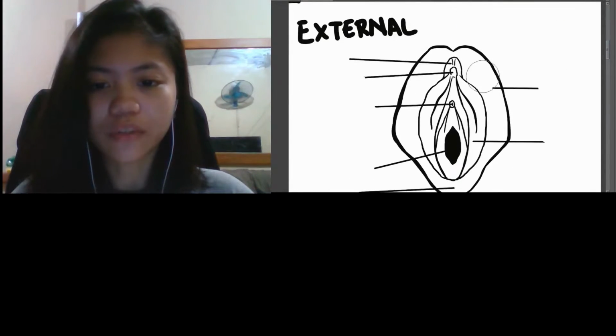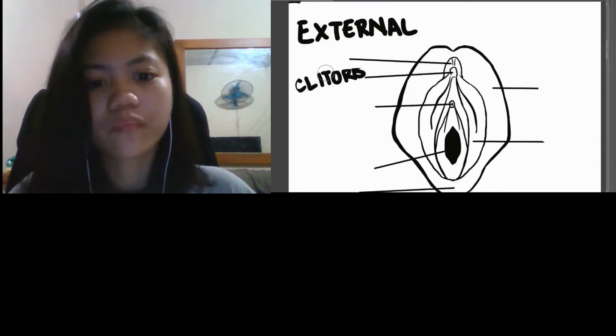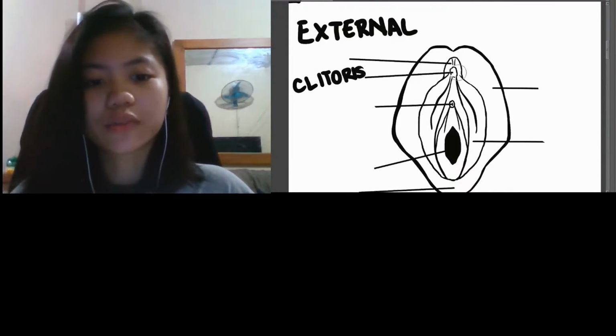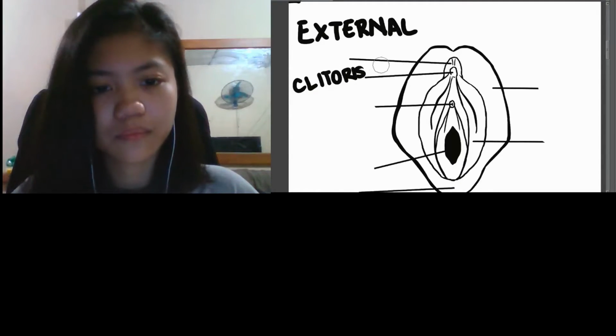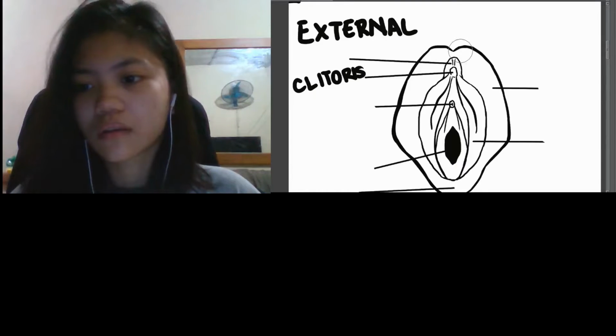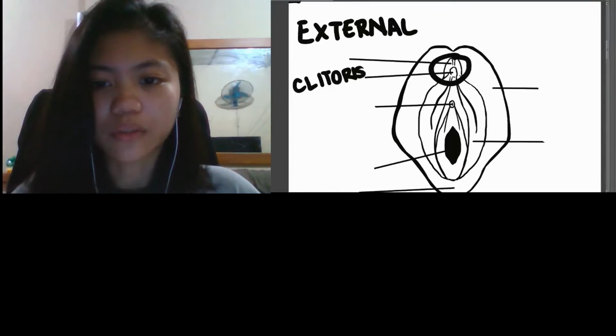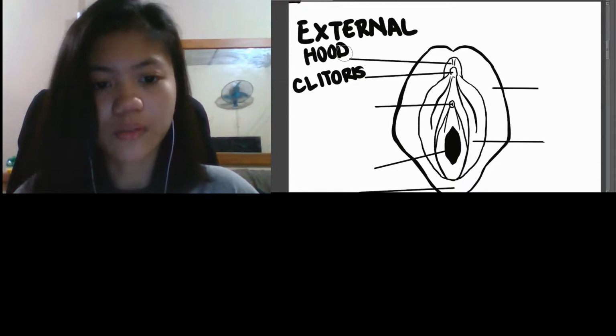Firstly, for the external functions, we will be talking about the clitoris. The clitoris is responsible for stimuli. The upper part of the clitoris is responsible for the protection and covering of the main part of the clitoris.